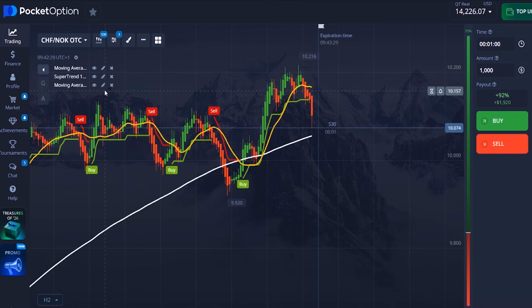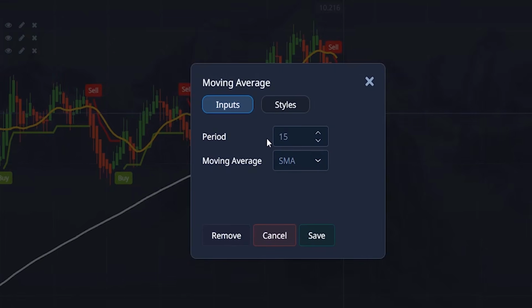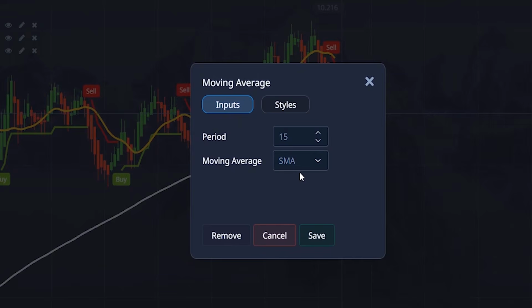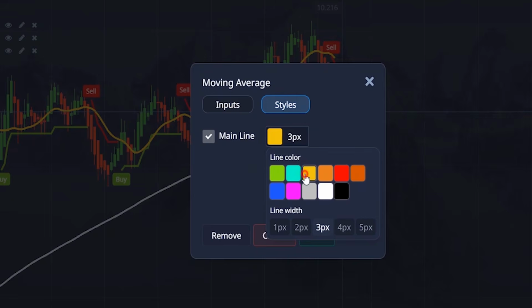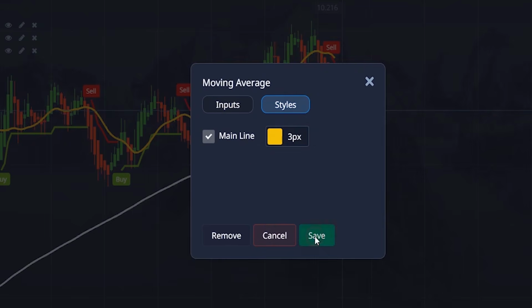My second moving average line comes with the settings of a period of 15, moving average SMA. Right here on the style level, at the main line, I'm going to be using a yellow color and I'll set it on 3 pixels. So when I'm done, I'll click on save.